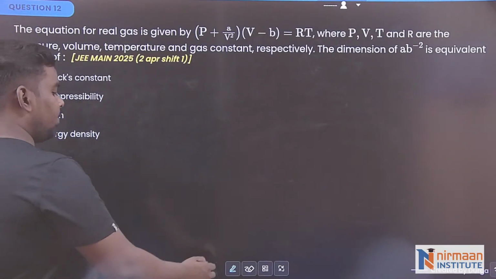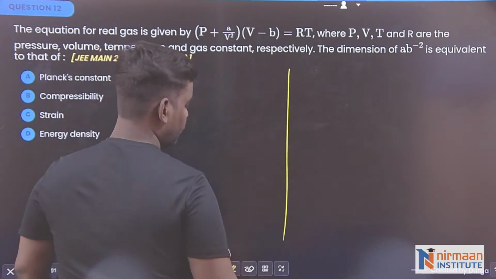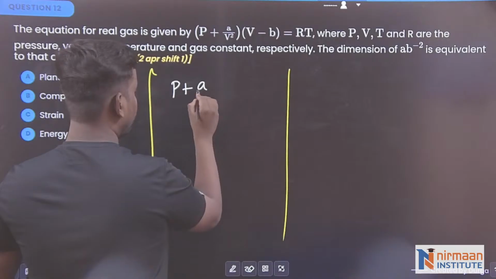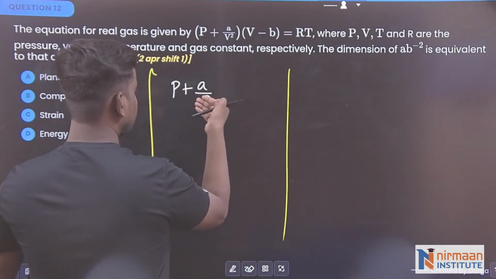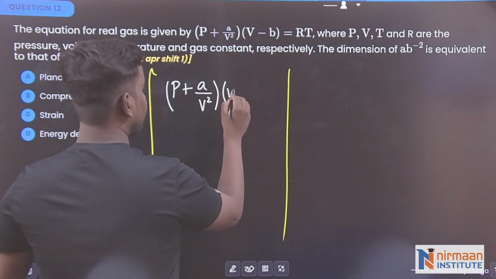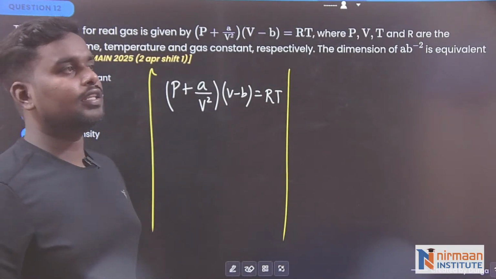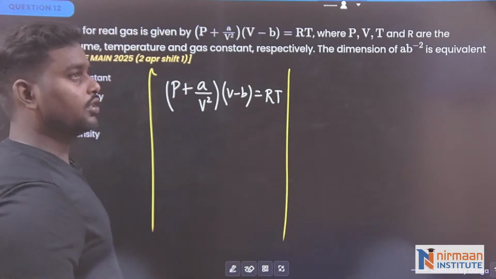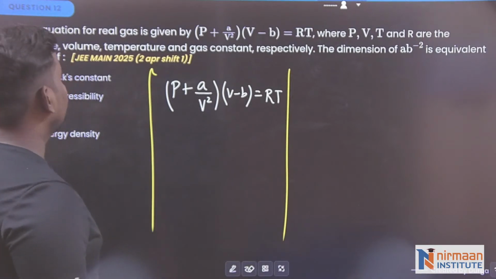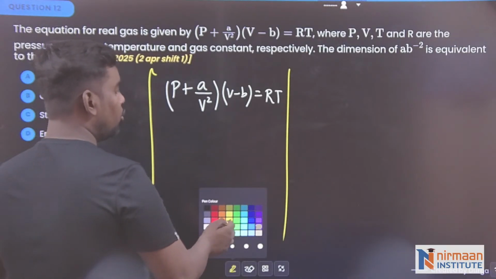Let me write from here. They gave the equation P plus A by B square, times B minus b, equal to RT. It's PV equal to nRT, the ideal gas equation. This is the non-ideal gas equation, a modified ideal gas equation. We'll discuss it in thermodynamics or in chemistry also. They're asking what is the dimension of A into B minus 2.